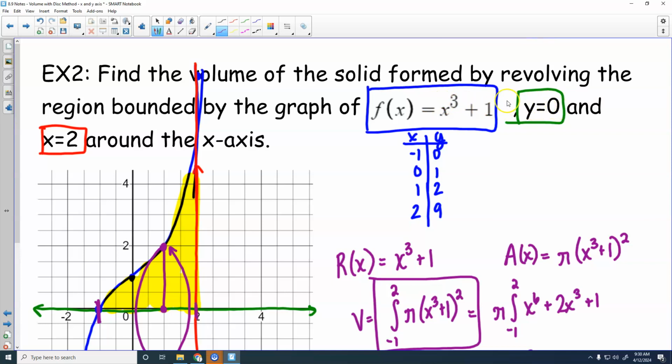Because those are your two y equals equations there. But since they give you that vertical line, you just have to know that's where it's going to stop. Typically, if you're rotating around the x-axis, vertical lines are going to be your limits if they're given to you.